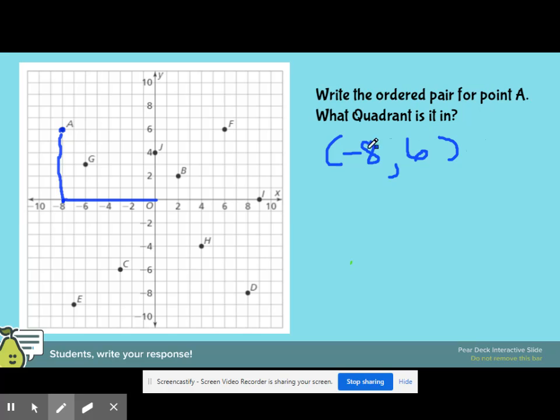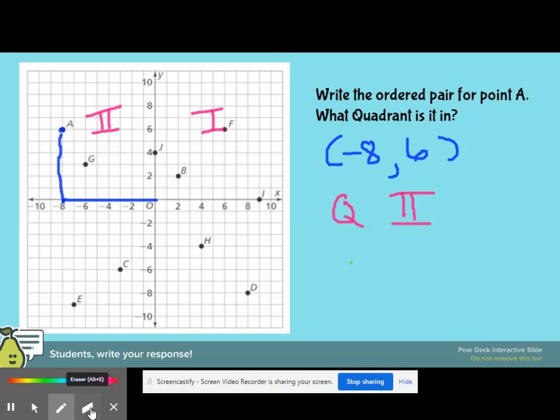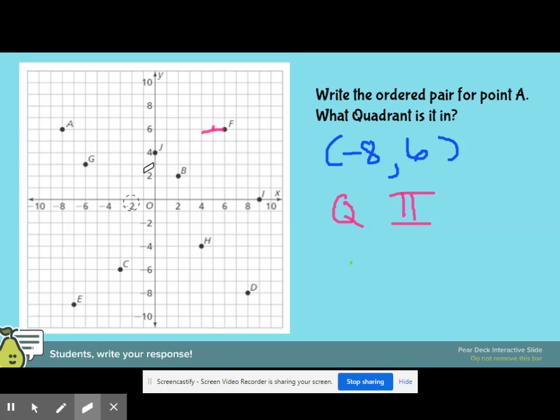And then it wants to know what quadrant this is in. Well, what quadrant do you think it's in? This is 1. So what's this? 2. It's in quadrant 2. So I'm going to do Q2, quadrant 2. So we have a lot of examples that are going to be like this, a lot of problems that you're going to try like that. I got to erase.